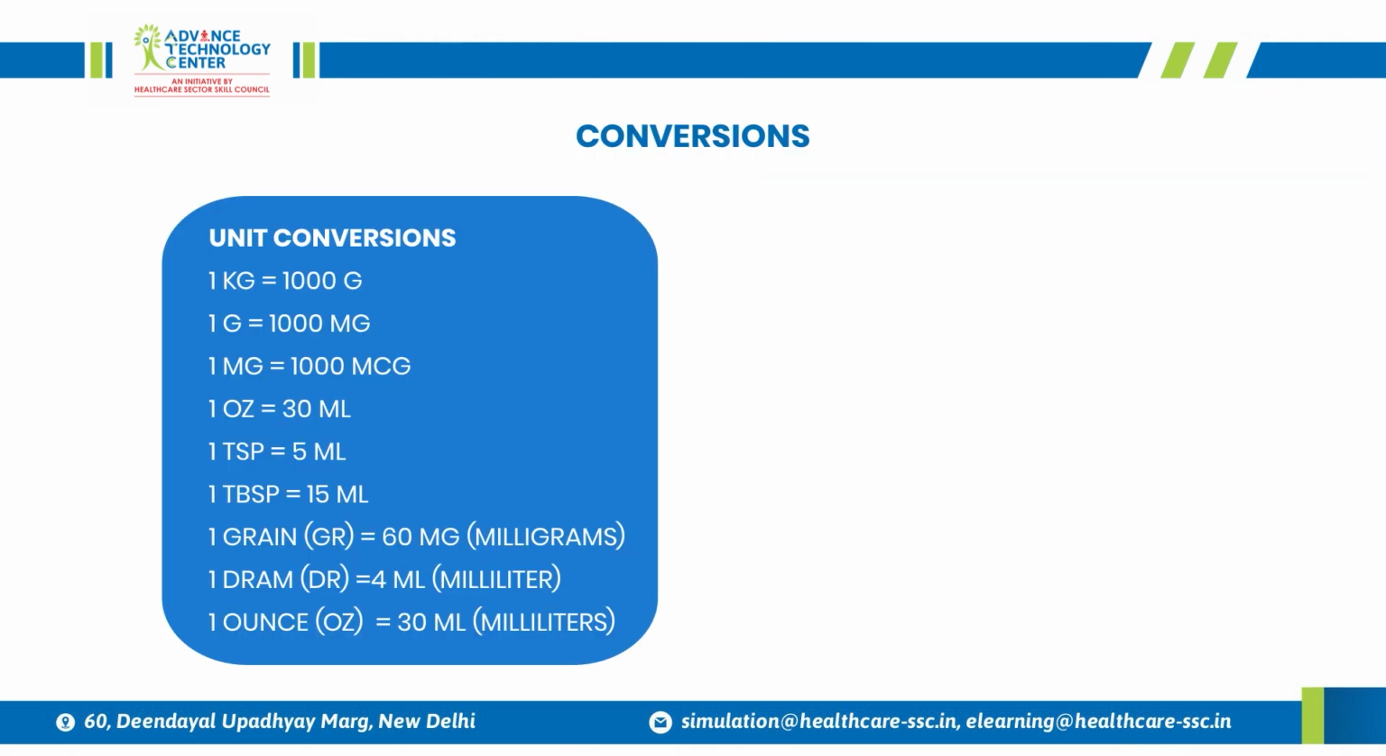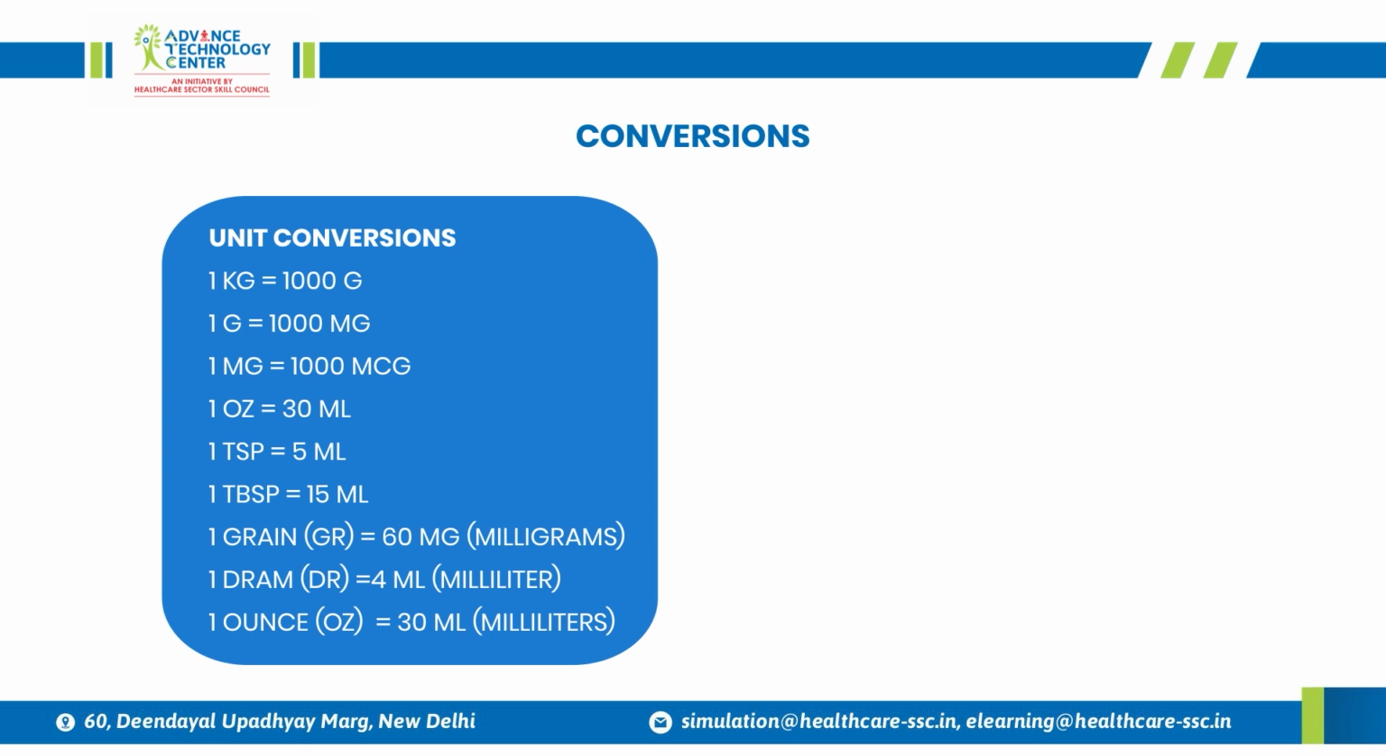Conversions. First, conversions. These are the most common ones you'll use in medication calculations. 1 kilogram equals 1,000 grams. 1 gram equals 1,000 milligrams. And 1 milligram equals 1,000 micrograms. For volumes, remember, 1 teaspoon is 5 milliliters, 1 tablespoon is 15 milliliters, and 1 ounce is about 30 milliliters.